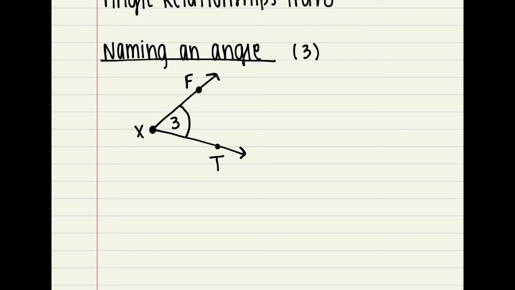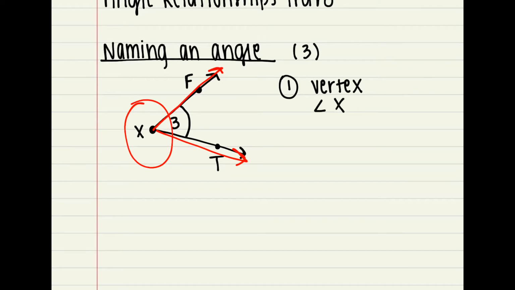So you'll be given something like this picture below, and depending on the information given, tells you how you can name it. The first way you can name an angle is from the vertex. And what the vertex is, is this point where the angle sides, if you want to call them that, extend from. So if we wanted to name this angle by its vertex, we would just simply name it angle X.